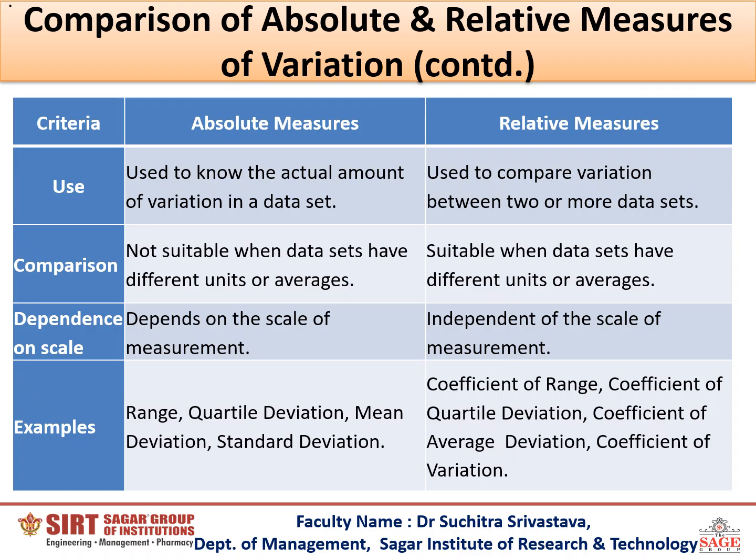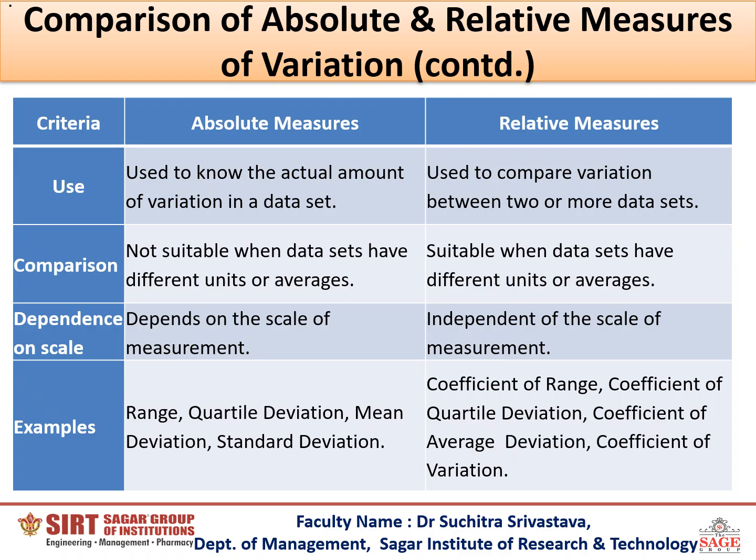Now, absolute measure is not suitable when the data sets have different units or they are expressed in different units. For example, if we have two data sets, one is expressed in say kilogram and the other is expressed in centimeters, then we cannot compare these two data sets. That is, we cannot find out which data set has higher variability.